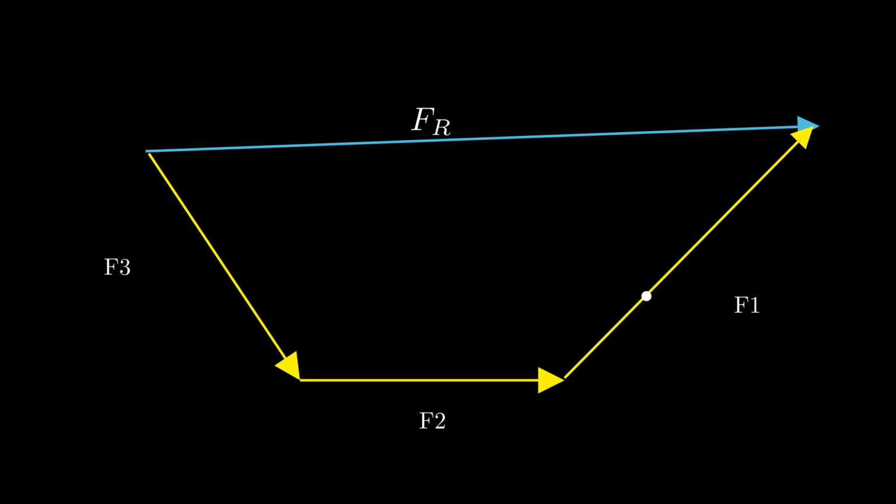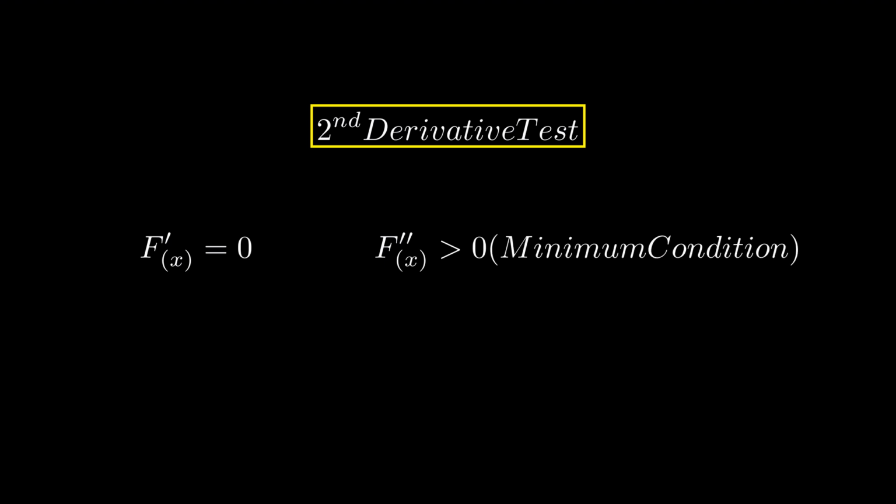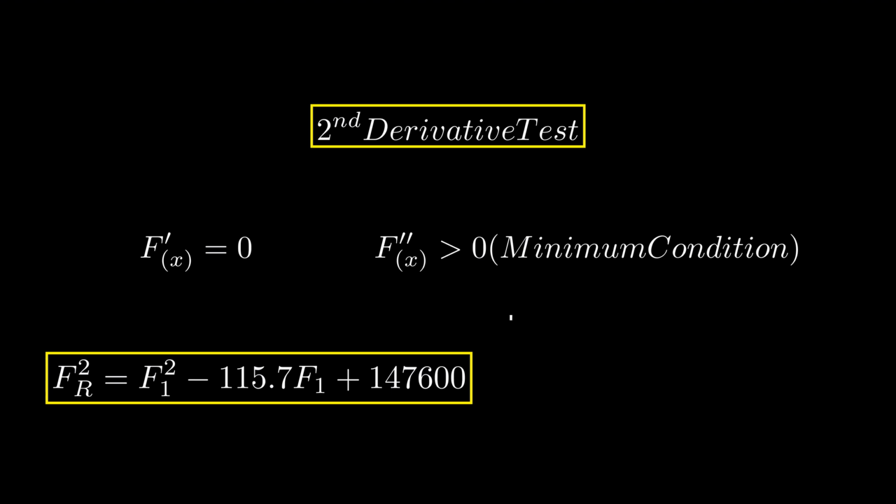So let's consider this point. At this point, the resultant vector should be minimum, so we have to find that magnitude of the F1 vector. We can find the minimum resultant vector by the second derivative test, because we have to find its minimum value. Here we are applying some calculus for finding the minimum value. By the second derivative test, we can find minimum and maximum values.